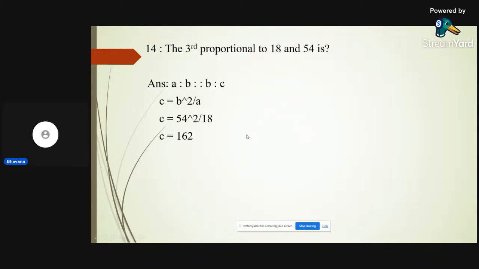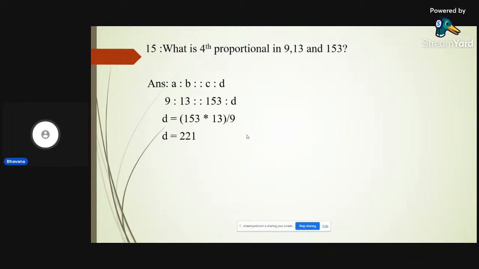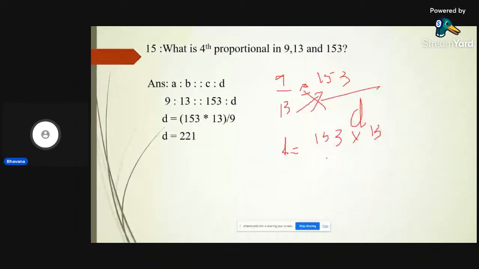So the answer is 221. How? Just 9 by 3. 9 by 30 equals 153 by D. So just cross multiply this. So D equals 153 into 13 divided by 9.